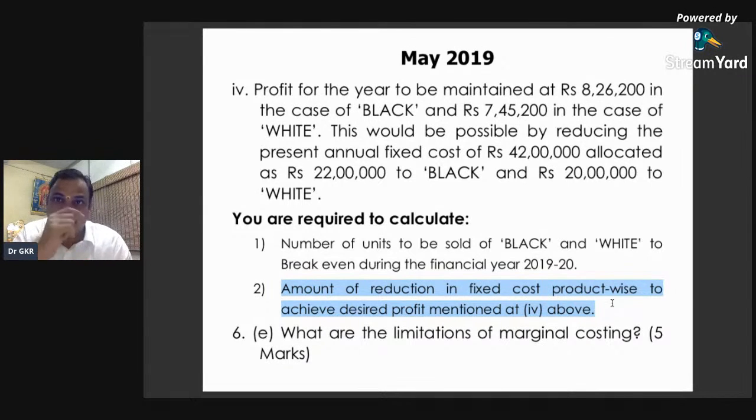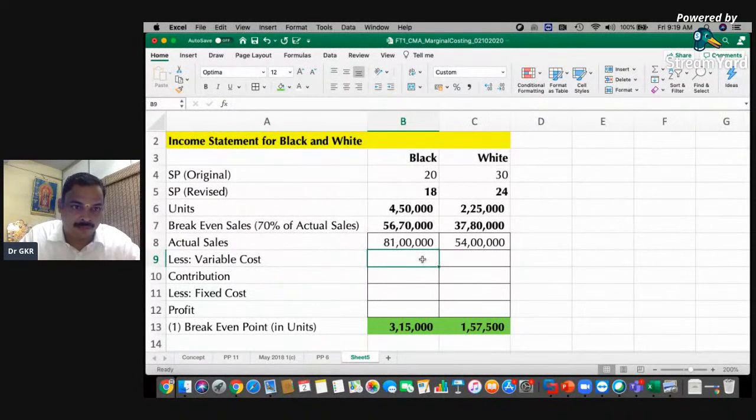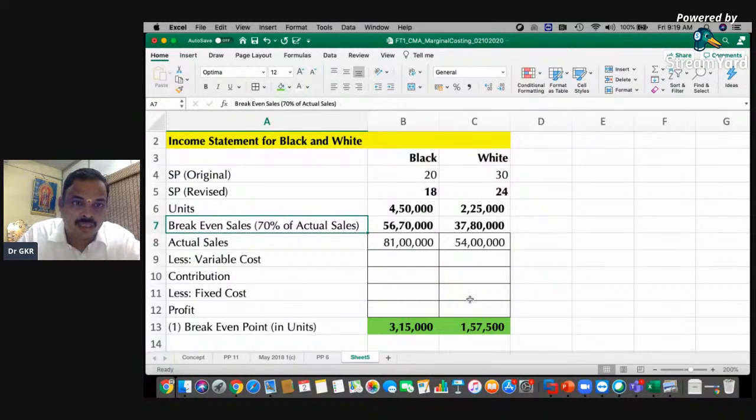Profit for the year to be maintained at 8,26,200. Okay, 8,26,200. Now, I want to actually find out, please, they have given the break-even sales. Okay, they given the break-even sales. Is it possible for us to find the contribution ratio, PV ratio, because the PV ratio is the crux here. I repeat, PV ratio is the crux here.